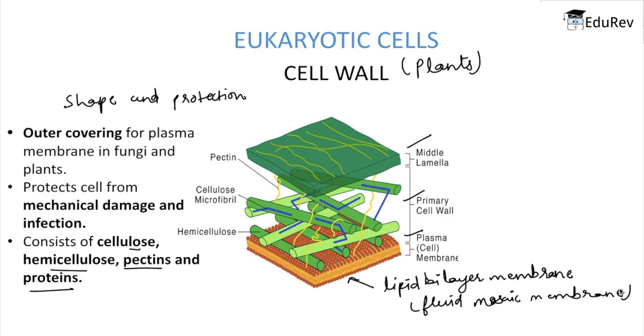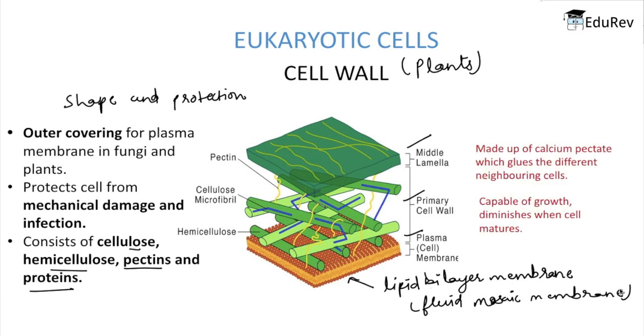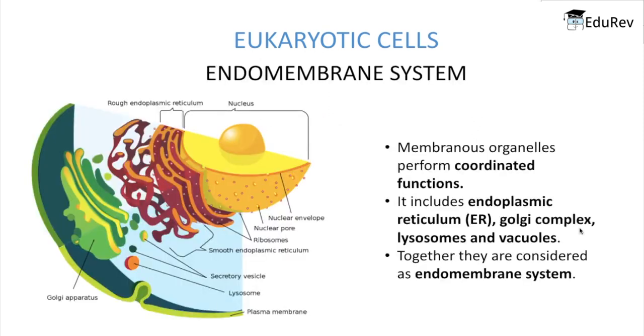And about the middle lamella. The middle lamella is made up of calcium pectate, which helps in gluing the different neighboring cells together. And these three layers, middle lamella, primary cell wall, and the plasma membrane, form the cell wall. Inside the cytoplasm, there are various membranous organelles present. That includes endoplasmic reticulum, Golgi complex, lysosomes, and vacuoles.